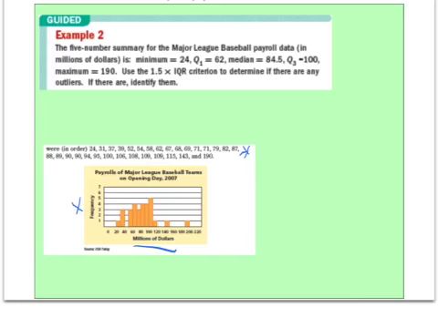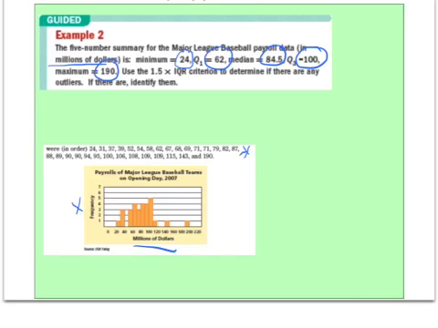It says here it's a 5-number summary in millions of dollars. So the minimum is $24 million. That means there's one team that paid a total of $24 million for all the salaries on their team in 2007. The maximum is $190 million, by the way. One team paid that much, probably the Yankees. Quartile 1's right here, the median, and then quartile 3.